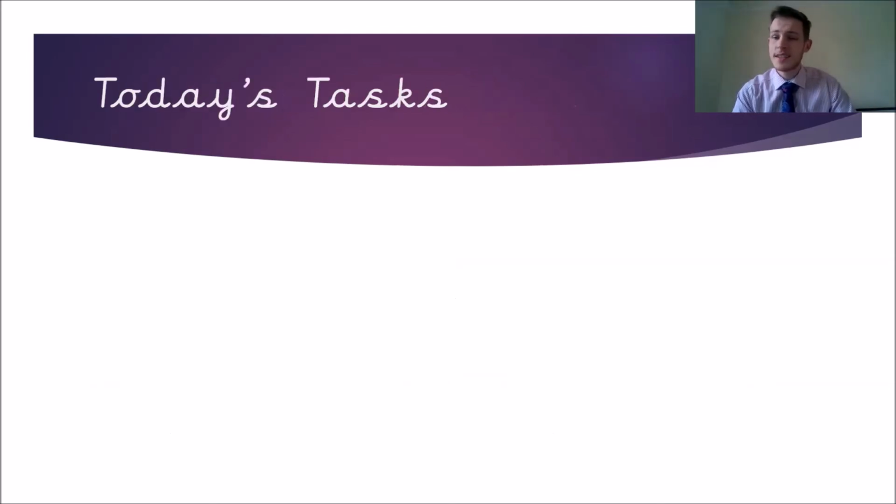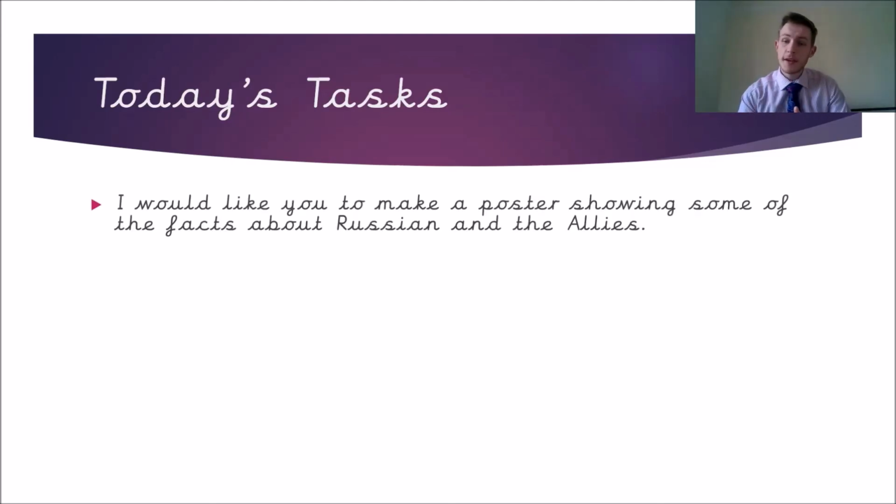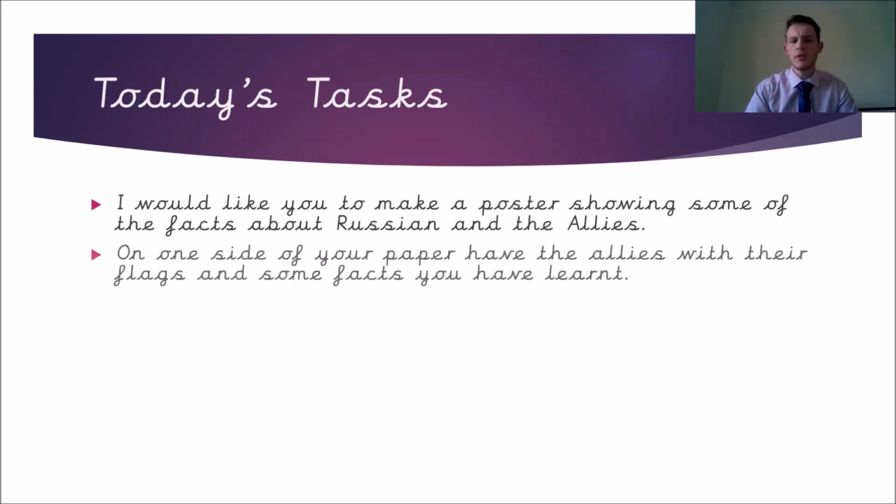So your task today, we've got lots of facts, lots of geography knowledge that I've given you today. So I'd like you to make a bit of a poster now, and we're looking at Russia and the Allies. So you can maybe split your piece of paper in half, and you have Russia on one side and the Allies on the other. And I'd like you to think about some of the facts. So you could have the flags on one side and the other, bearing in mind some of the flags might be a bit different to what you know the country is today.